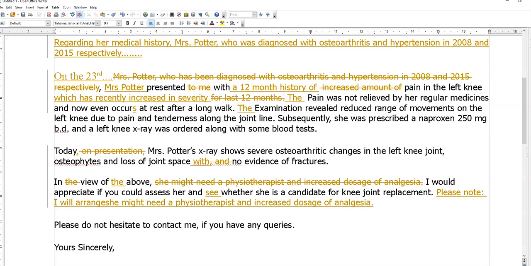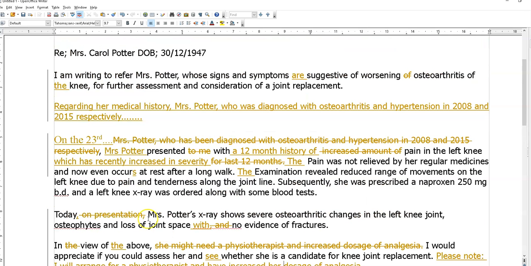I will arrange for a physiotherapist and have increased her dosage of analgesia. Okay, so we can include that. So it's all about this logical sequencing of information. Okay, so as I said, the purpose is good.